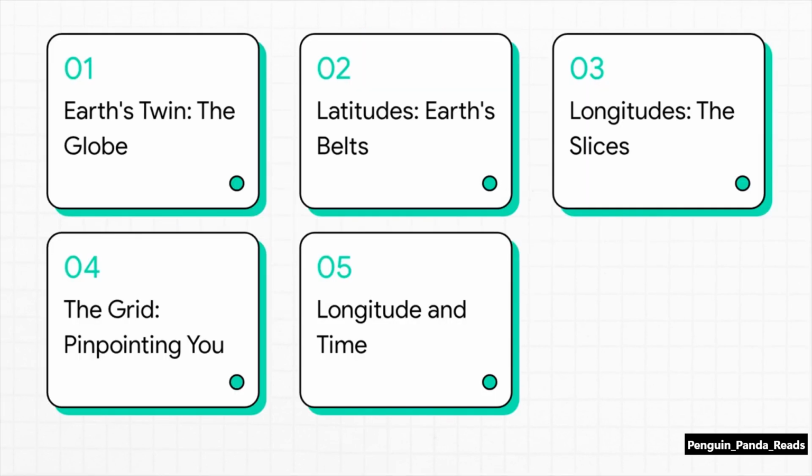Okay, so here's how we're going to tackle this. First, we'll start with Earth's twin, the globe. Then, we'll add the horizontal belts we call latitudes. After that, we'll slice it up vertically with longitudes. Then, we put it all together to create the grid that pinpoints location. And you'll definitely want to stick around for the last part, where we see how all of this connects to time itself. It's going to be great.